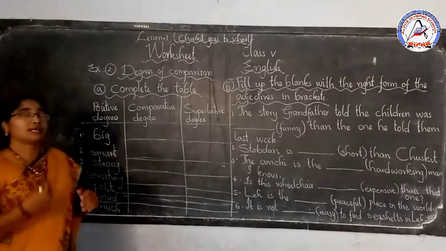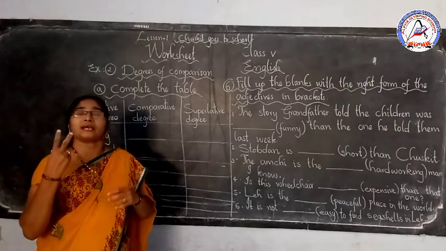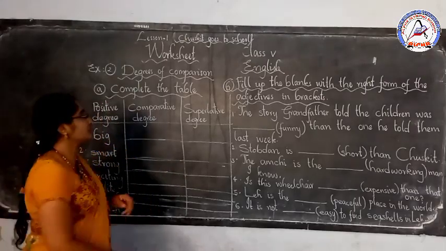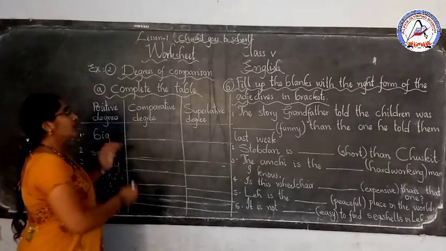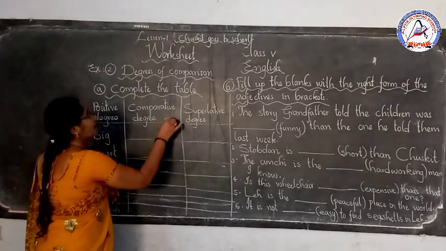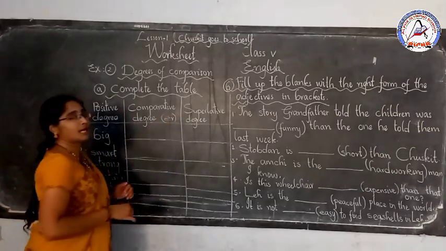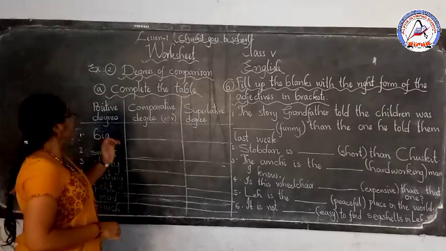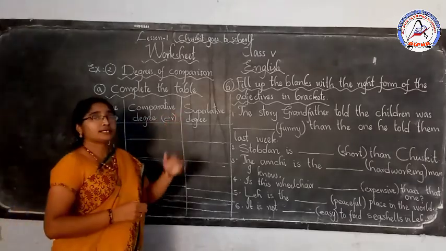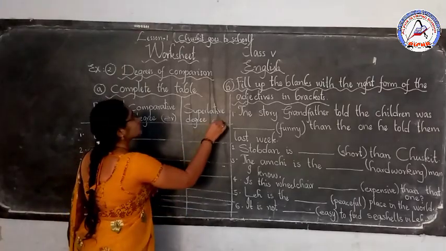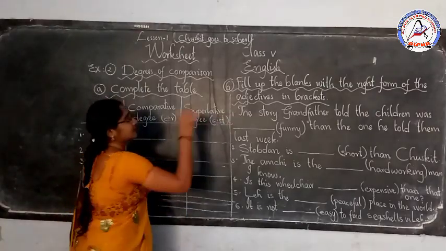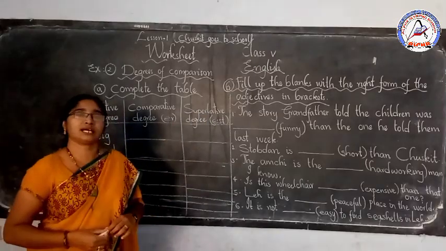When we are comparing two people or two things, we write the comparative degree of comparison. How will we do this? We just add ER to form the comparative. And when we are talking about more than two people, we write the superlative form by adding just est. This we have discussed in the last lesson.